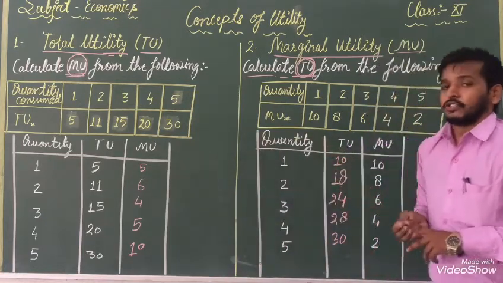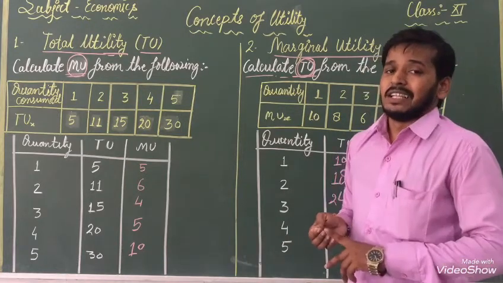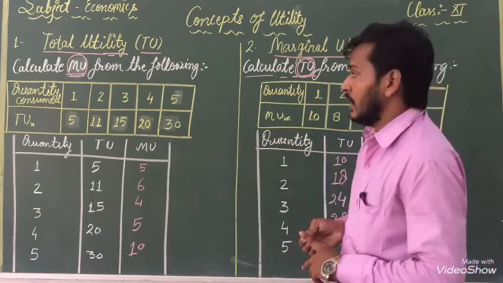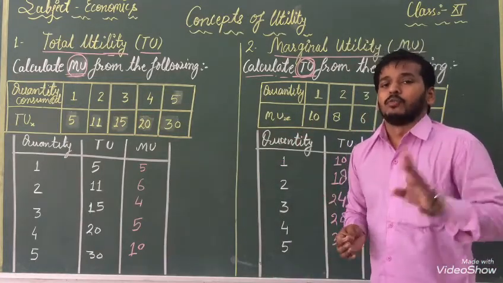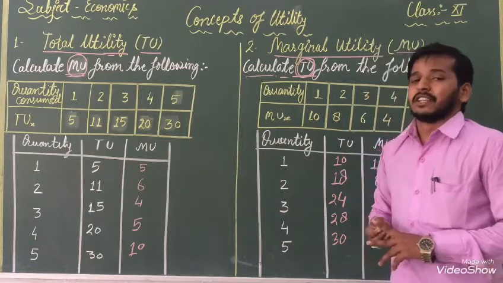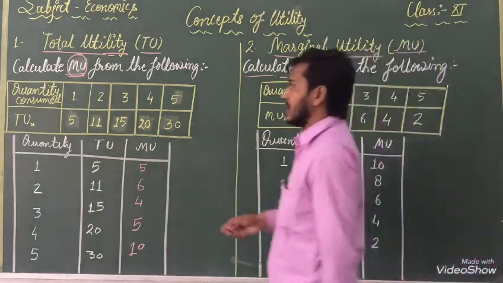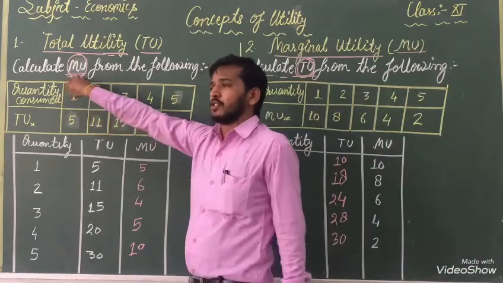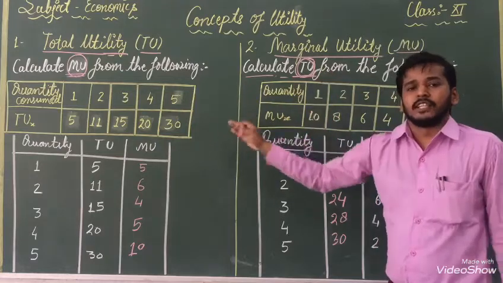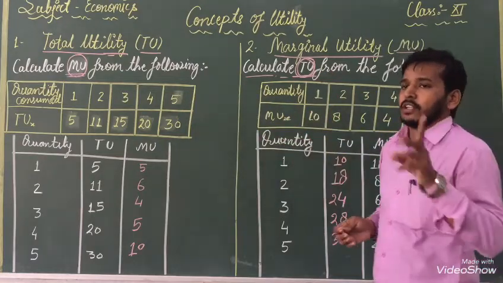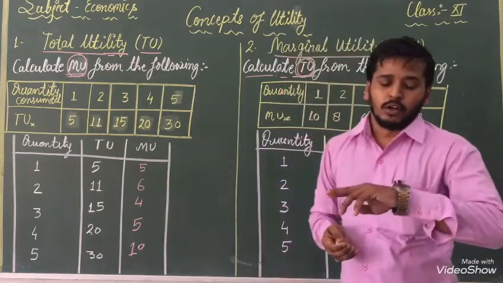But there are two examples in front of you. You have to write and listen carefully. Both examples you have to write in your book. This is the question and the solution in front of you, showing how I have calculated marginal utility and total utility. This is the difference between both. Whichever one is given in the question, with the help of that you will solve.